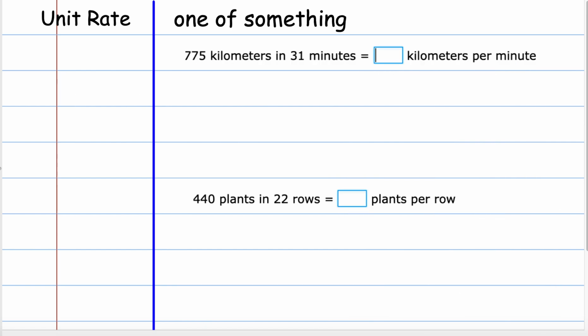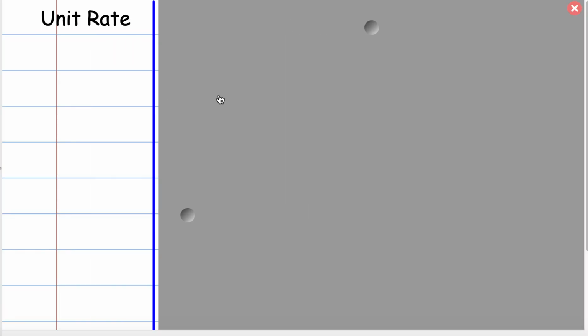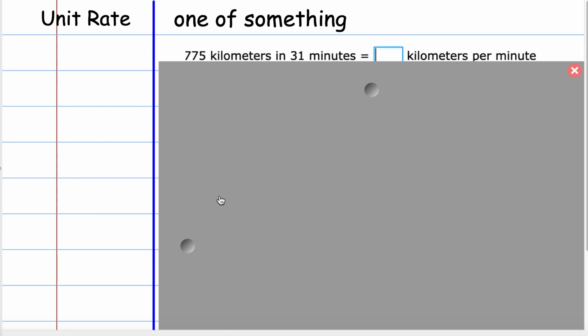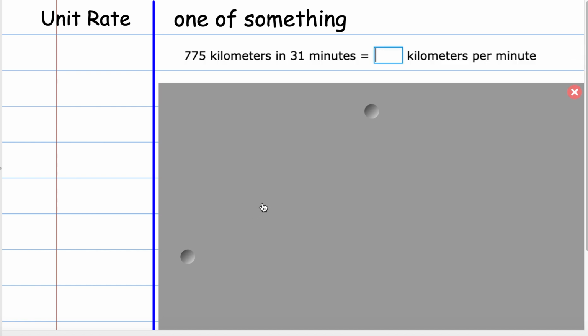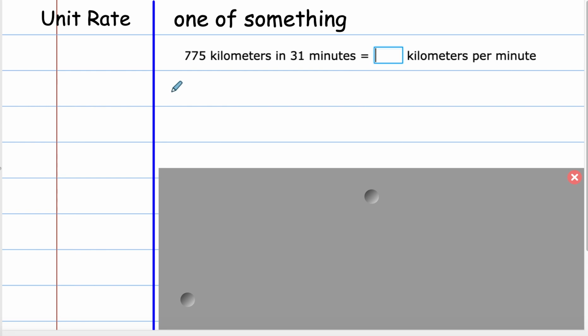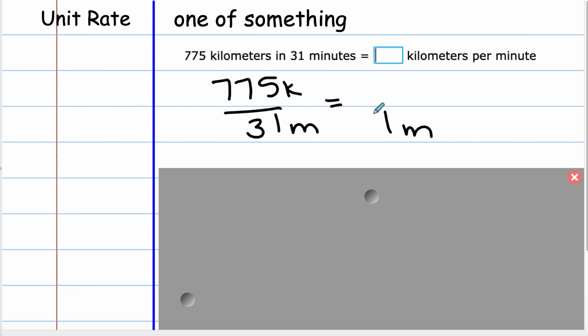All right, let's take a look at some unit rates now. Again, unit rate is one of something. So I have 775 kilometers in 31 minutes. You can set it however you want. Again, I like to see it in fractions. It just helps me see it. I want to know in 1 minute what I get. Factor of change would be divide by 31, or I can just use the division here. 775 divided by 31 would give me 25 kilometers per minute.